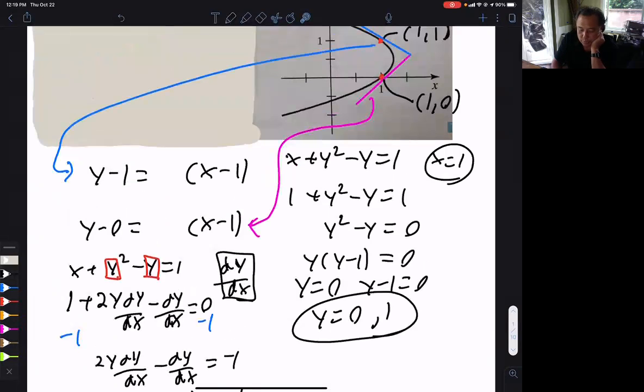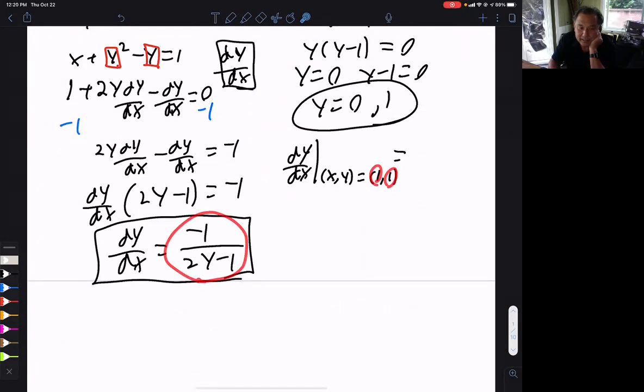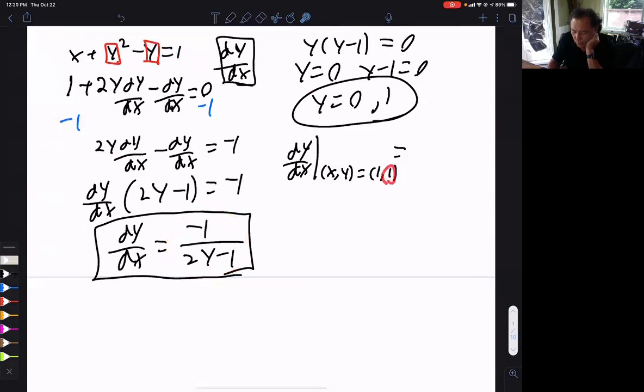So here's the question. How do I find the slope at 1, 1? Well, the derivative tells me that. This is notation you have to understand: dy dx at the point 1, 1 equals. And so I put 1 for x and 1 for y. You're going to say, but there is no x. That means I don't have to plug it in. All I do is plug in 1 for y. And what do I get? -1 over 2 times 1 minus 1, -1 over 1 equals -1. So that means at 1, 1, the slope is -1.